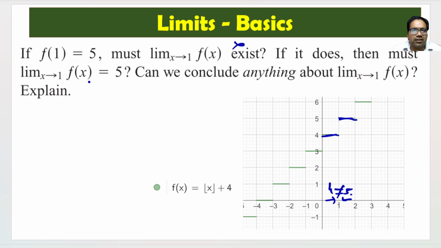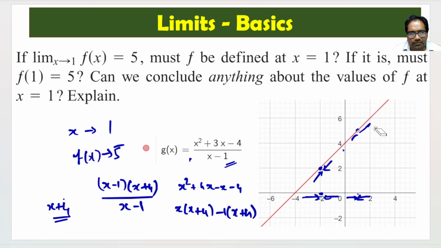Okay. Then if at all the limit as x tends to 1 of f of x exists, should it be equal to 5? That is the question. If at all it exists, does that mean that the value of this limit should be equal to 5 or not is the question. This need not be, right? So the previous case is also a similar thing.